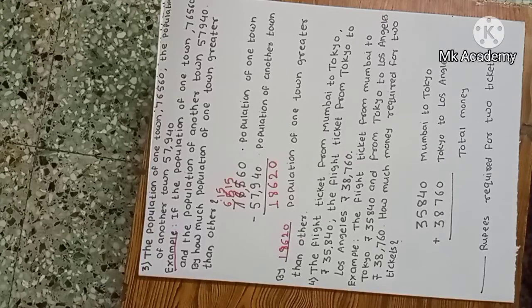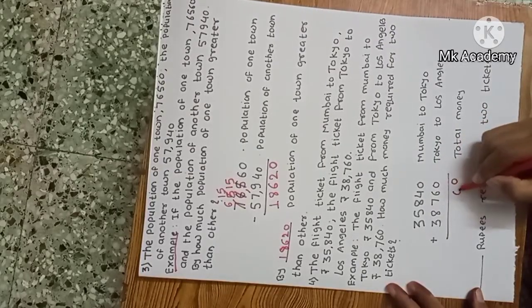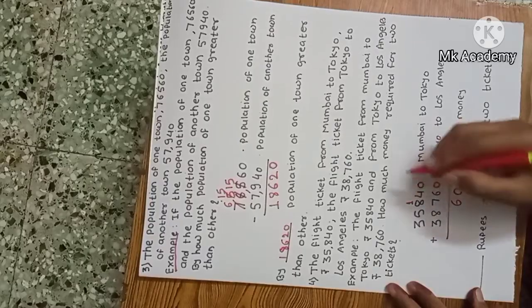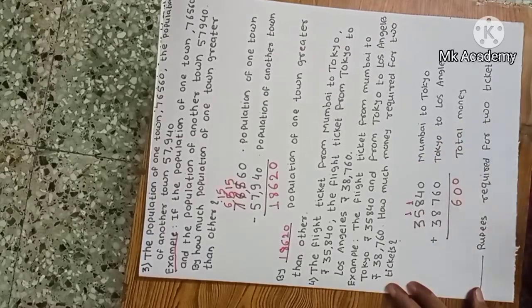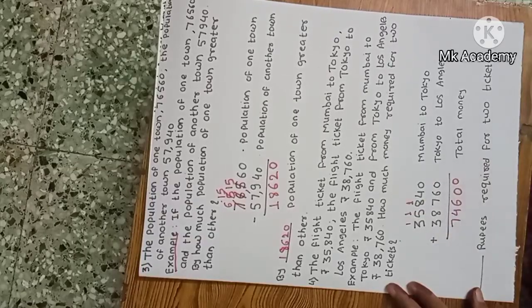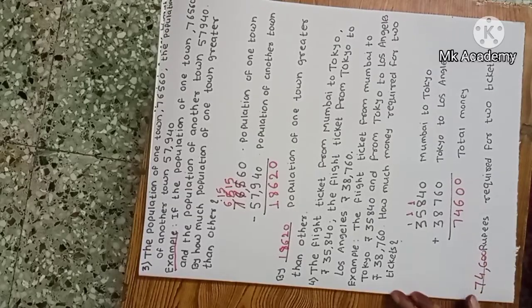First 35,840 Mumbai to Tokyo and 38,760 rupees for Tokyo to Los Angeles. 0 plus 0, 0. 4 plus 6, 10. Carry 1. 8 plus 8, 16. Again 1. Now carry 1. 7. Means 74,600 rupees required for 2 tickets. Now see the next example.